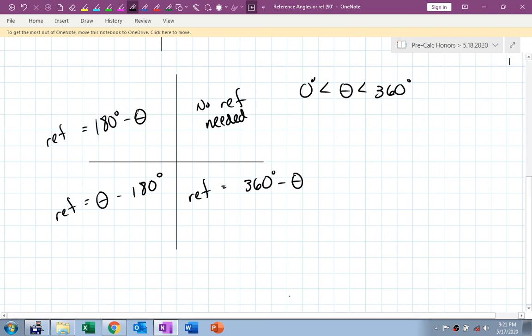Yeah, because this right here, again, it's key, because let's say you have an angle that's greater than 360. Let's just do one for poops and giggles, because we can't swear.